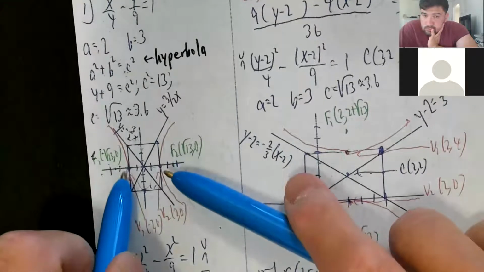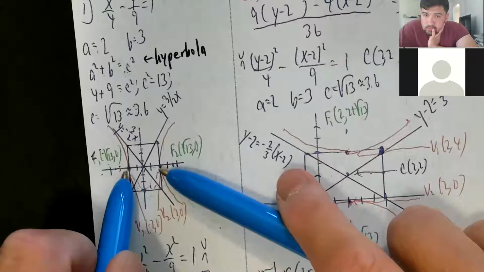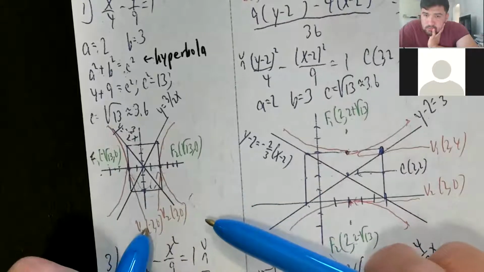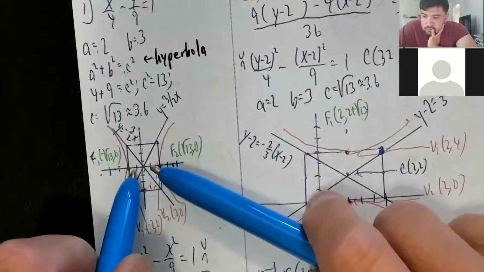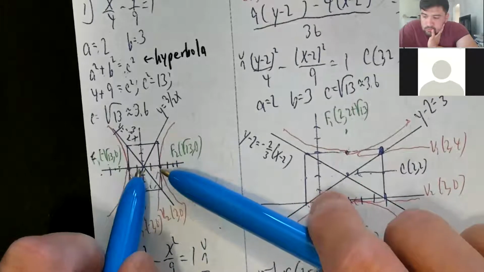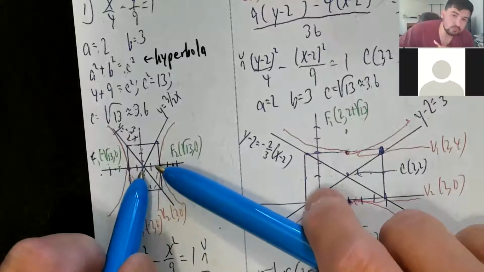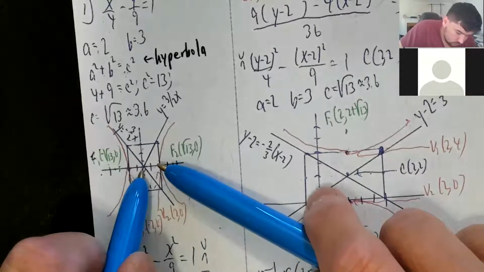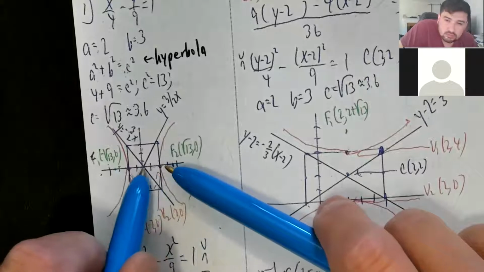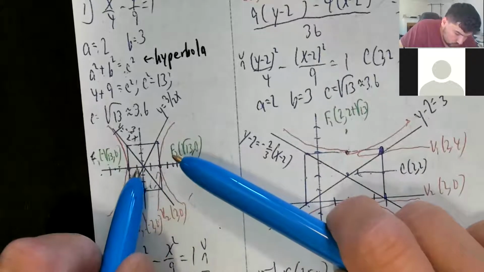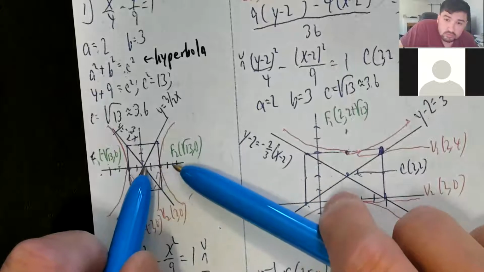Okay, vertices. Here are the two vertices, -2, 0, and 2, 0. Vertex 1, -2, 0. Vertex 2, 2, 0. Foci: this time the focus goes farther out than the vertex, which is the complete opposite of the ellipse. On the ellipse, the focus was smaller than the distance to the vertex, but for the hyperbola, it reverses. Okay. Vertex, distance, focal distance.